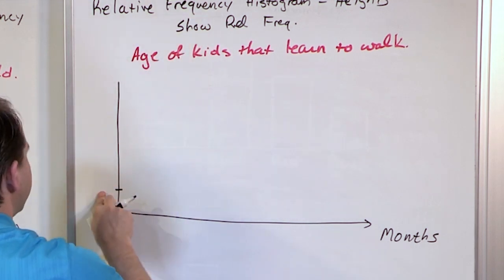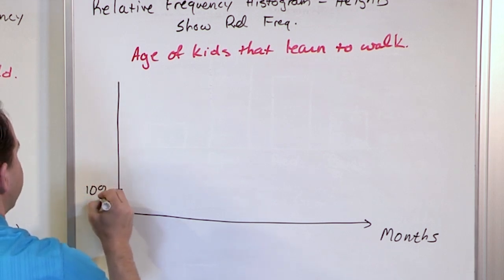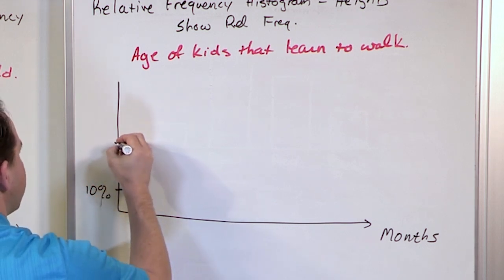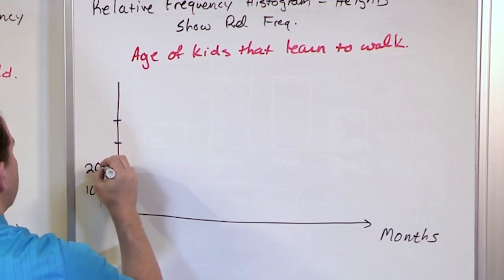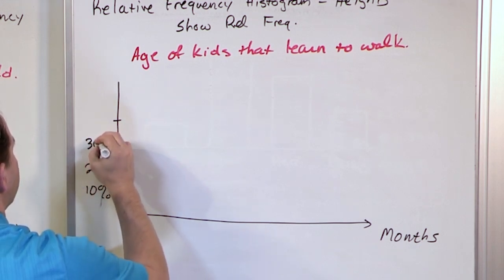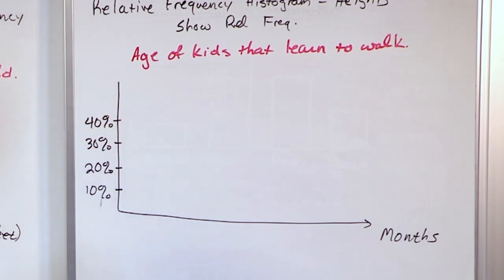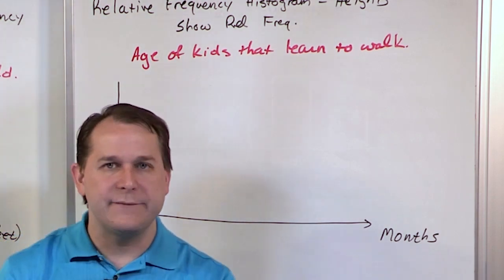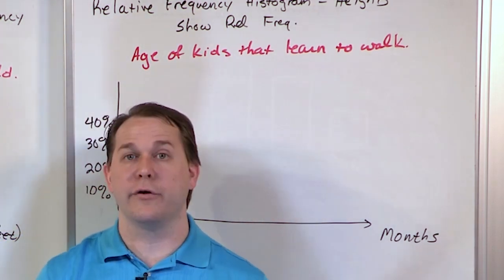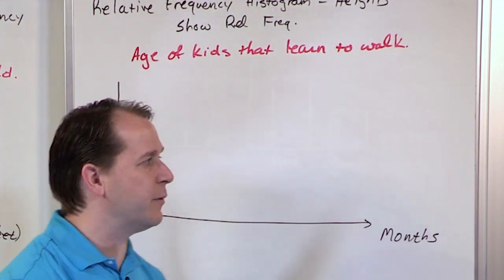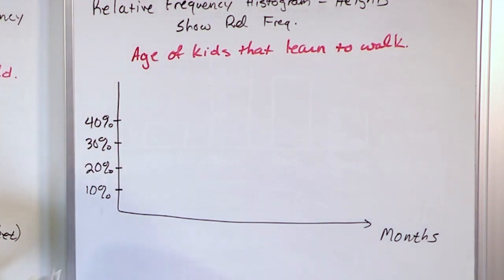So this is going to be 10%. This is going to be 20%, 30%, and 40%. Remember, we talked about relative frequency, which is just basically taking the frequency of your class, dividing by the sum of all the frequencies, and that gives you a percentage when you multiply by 100. That's what we're basically graphing here.